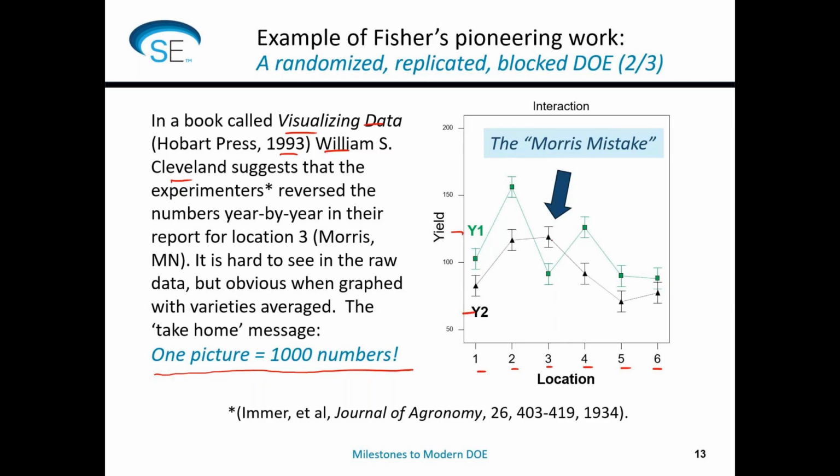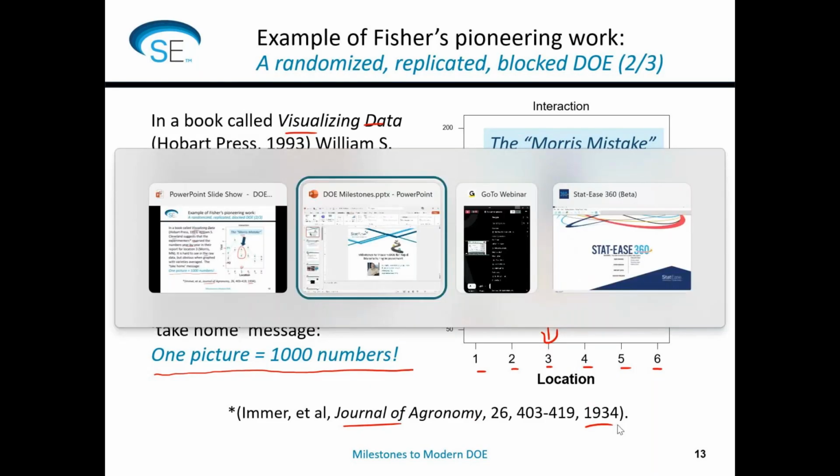But then there's this strange reversal, and this is the Morris, Minnesota location number 3. It doesn't really make any sense if year 1 is consistently above year 2 at every other location, that there'd be a reversal at Morris. Now that is possible. It would be an example of an interaction of location with year, but it really didn't make any sense to the agronomists. And so when they went back and looked at the raw data, they found that the experimenters had reversed the numbers. And so this actually showed that there was a mistake made, and this was detailed in the Journal of Agronomy back in 1934. Isn't that interesting?